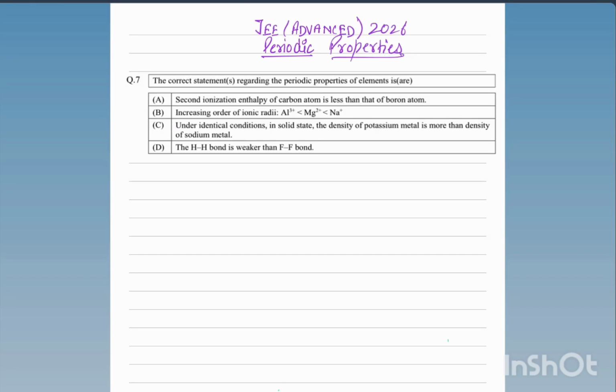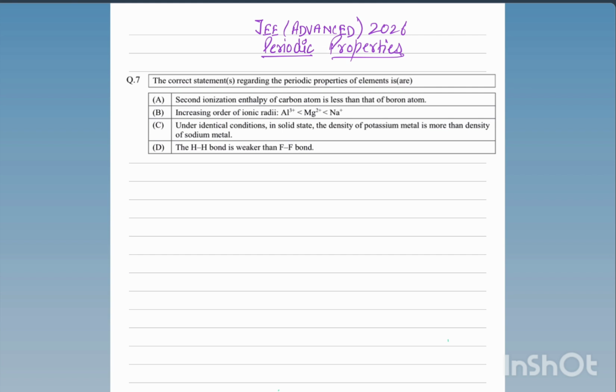Hello everyone. So today we are going to discuss a question from JEE Advanced 2026 paper 2. This question is from the periodic properties chapter, and if you see what has been asked, we have to tell the correct statements regarding the periodic properties of elements. The first statement is saying the second ionization enthalpy of carbon is less than that of boron.